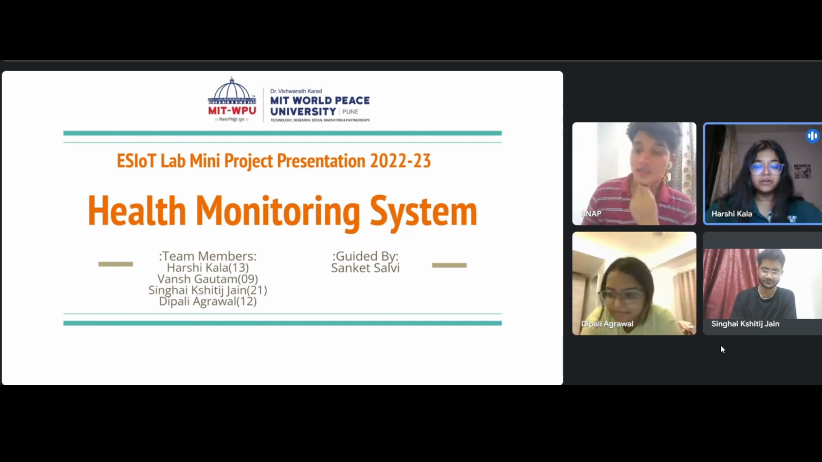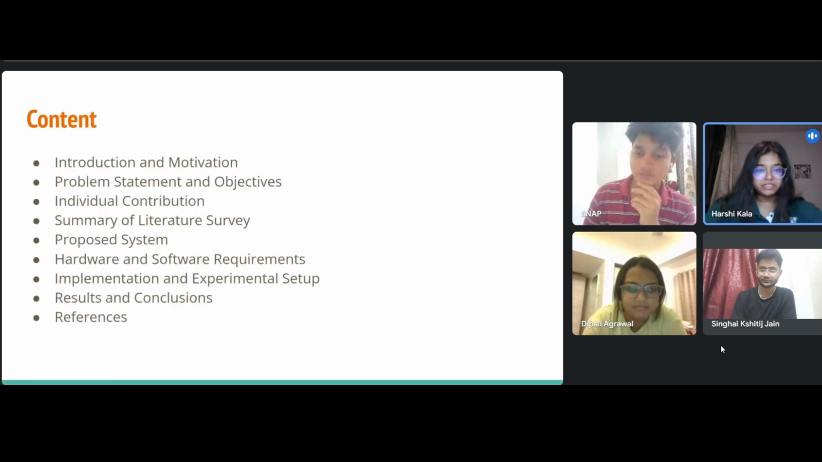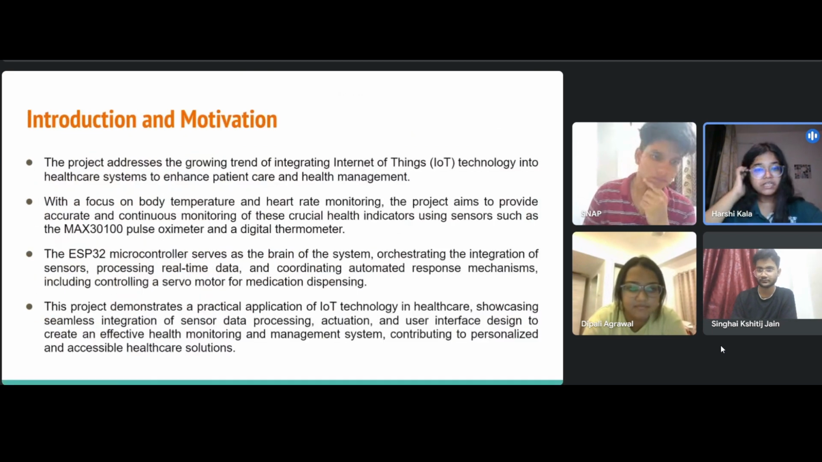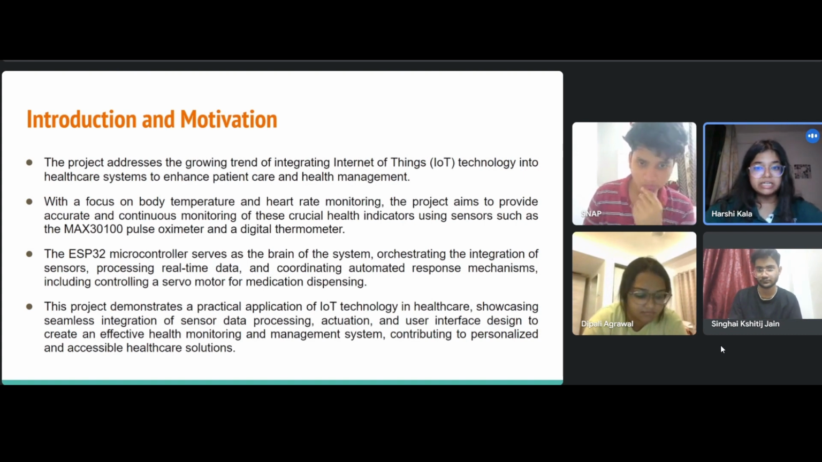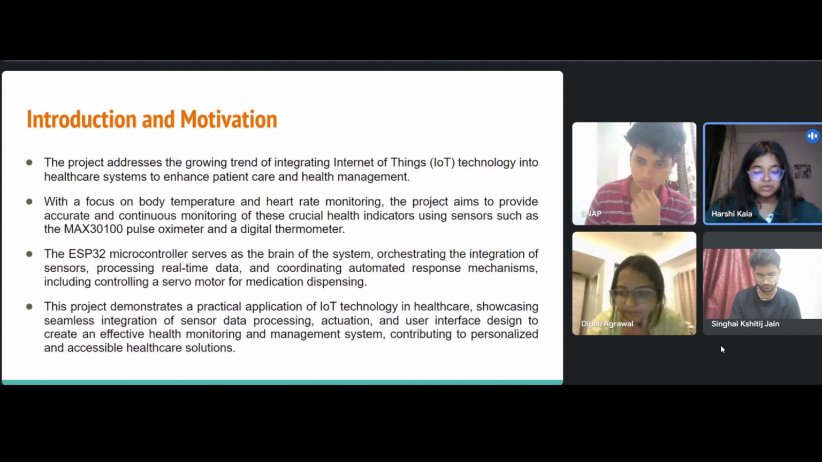Our topic for the IoT mini project is health monitoring system, and these are the contents of our presentation. Our project addresses the growing trend of integrating Internet of Things technology into healthcare systems to enhance patient care and health management, with a keen focus on body temperature and heart rate monitoring. We use sensors, a pulse oximeter, and a digital thermometer to provide accurate and continuous data streams.